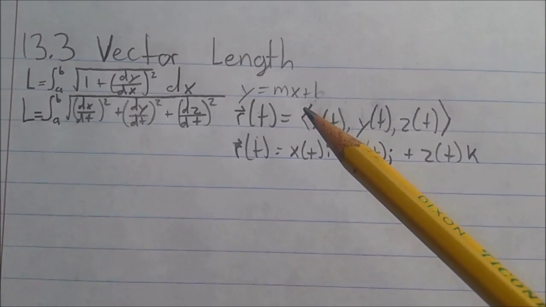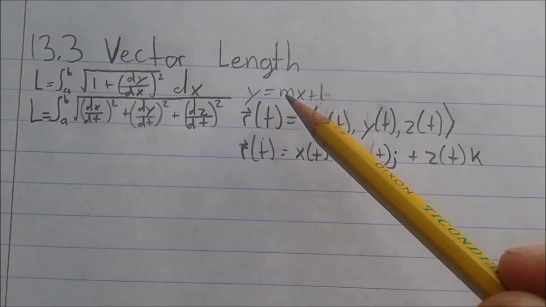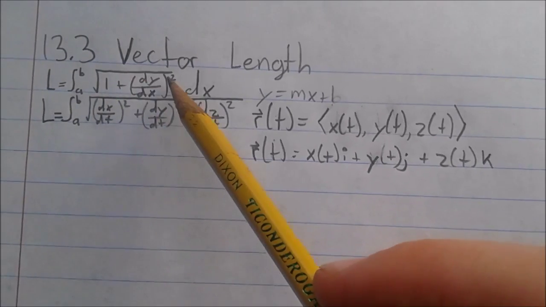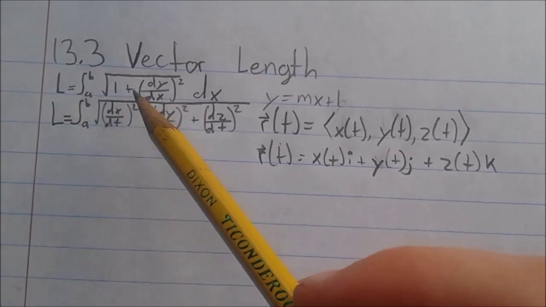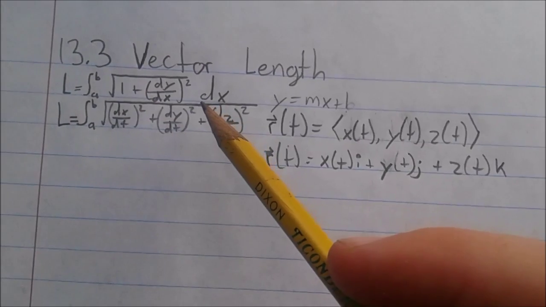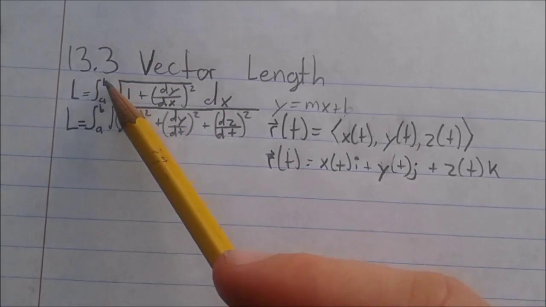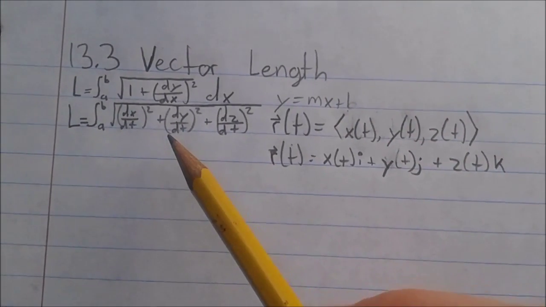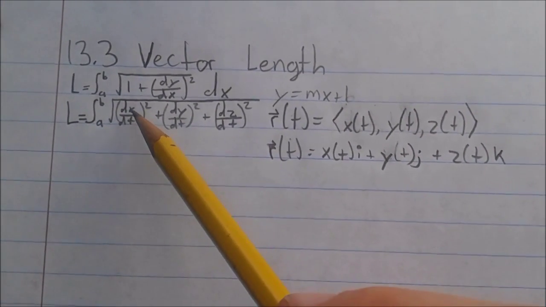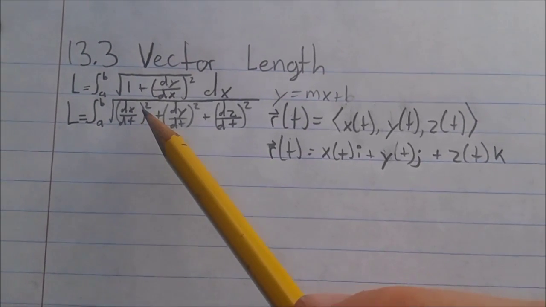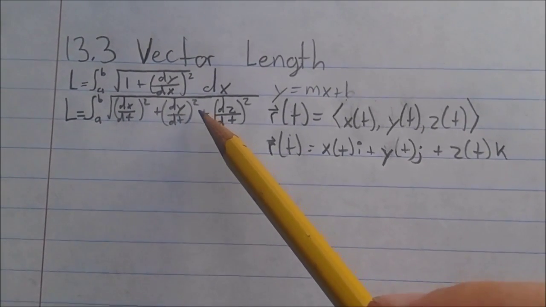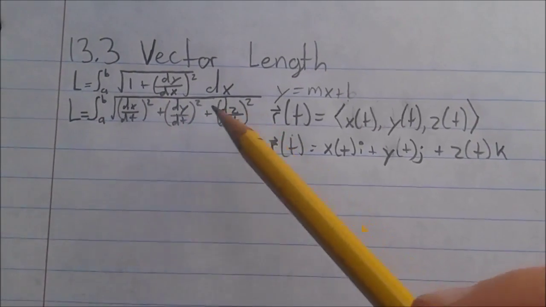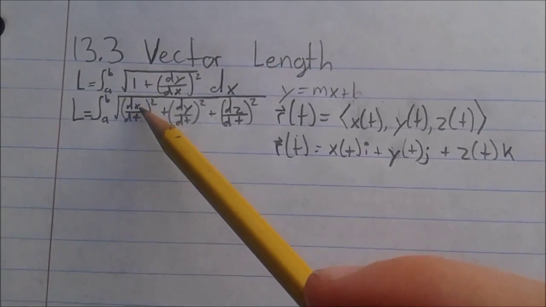When we find the arc length of a function like y equals mx plus b, we take the integral of the square root of the sum of 1 plus (dy/dx) squared, from a to b, to get the arc length. This will be similar when we're finding the vector length, but instead we will do (dx/dt) squared plus (dy/dt) squared plus (dz/dt) squared, take the sum, square root it, and take the integral from a to b.